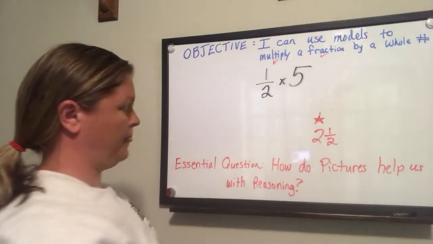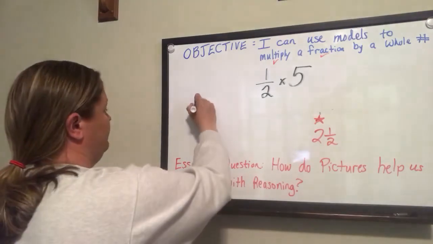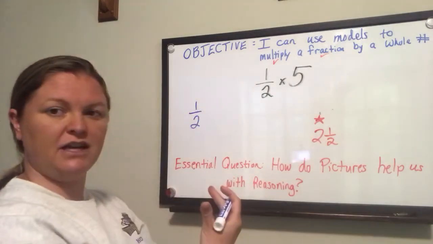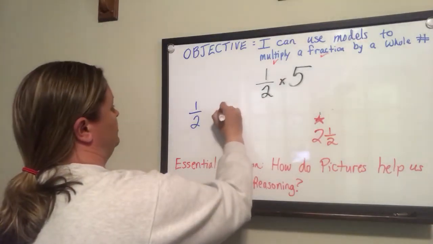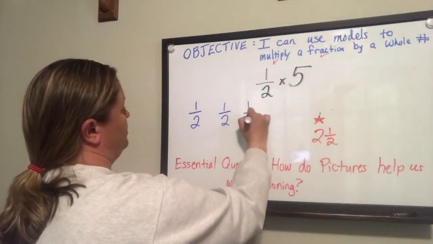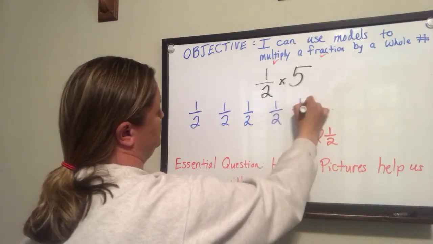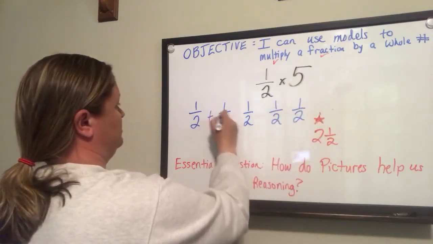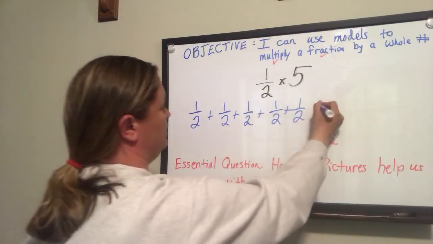All right. So let's do this. 1/2 written 5 times because it's a repeated addition. Twice, 3 times, 4 times, 5 times. 1, 2, 3, 4, 5 equals.